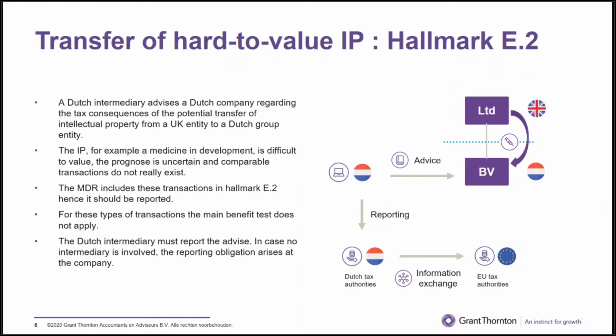and shifts or transfers this IP to another jurisdiction. Then you have a transfer of hard to value intangible. The prognosis is uncertain. There are no comparables, so there's no expectation whether it will be a success or not. This qualifies as a transfer of hard to value intangible, and you should report. So in this case, where a Dutch intermediary was involved, of course, the Dutch intermediary should report. Again, if there's no intermediary involved, the reporting obligation shifts to the taxpayer.